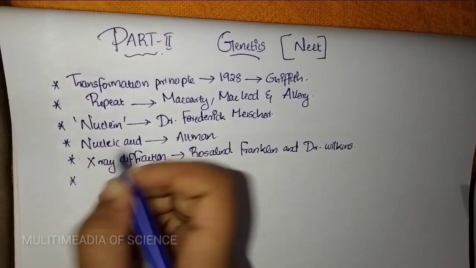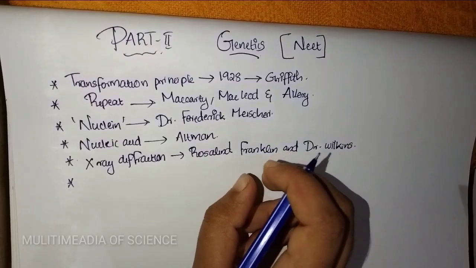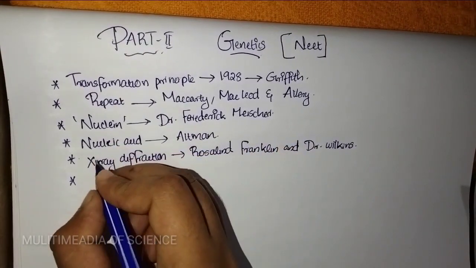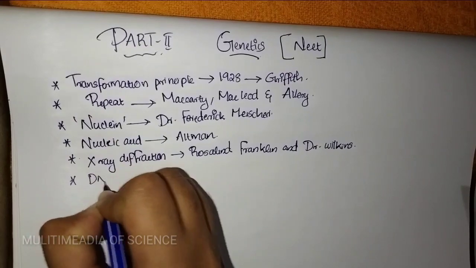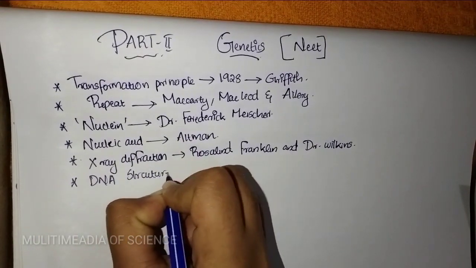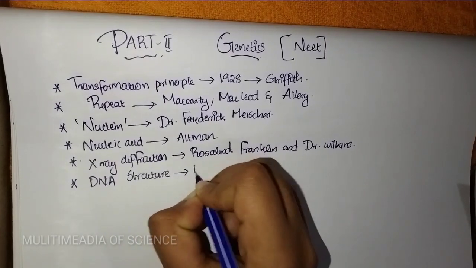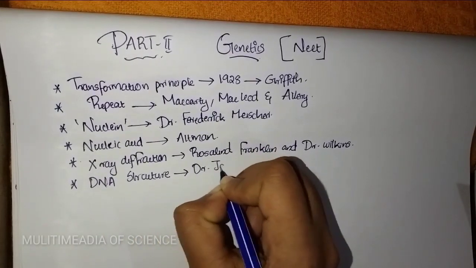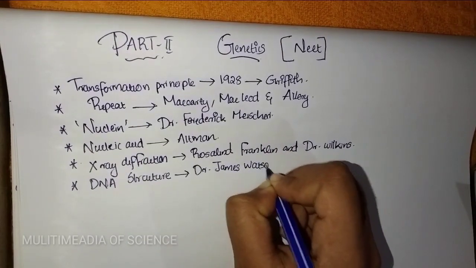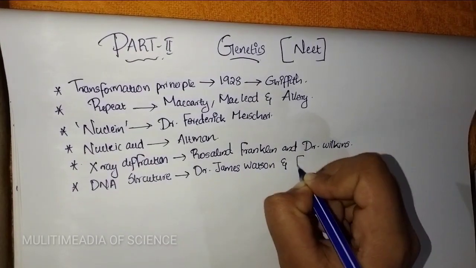Almost all students have studied this topic in previous classes. So about the DNA structure: it was explained by Dr. James Watson and Francis Crick.